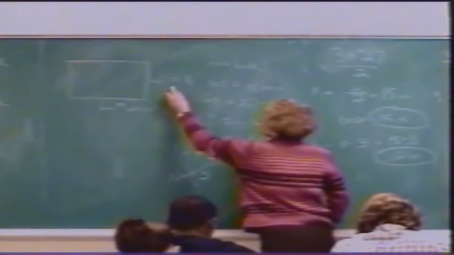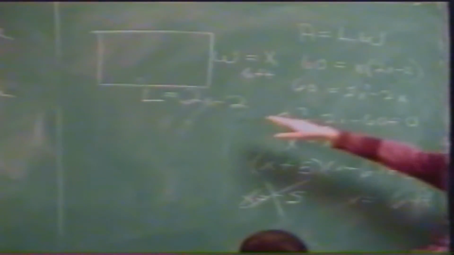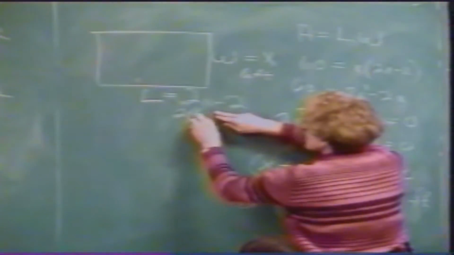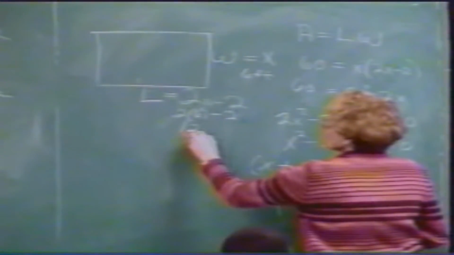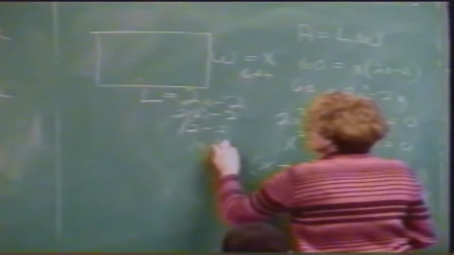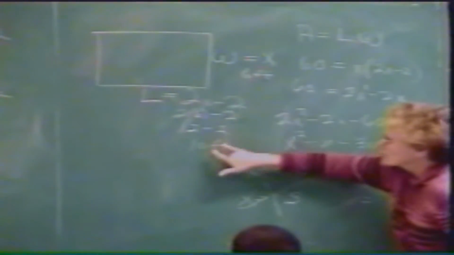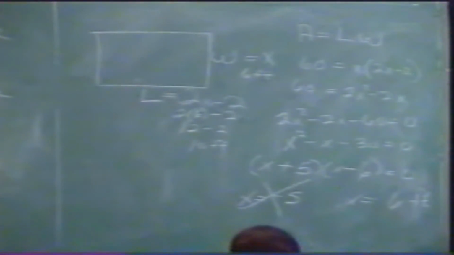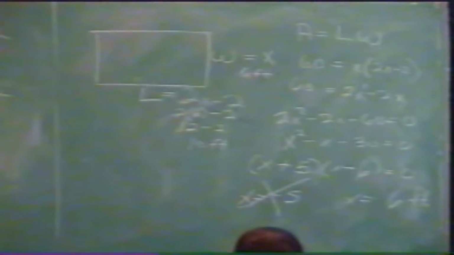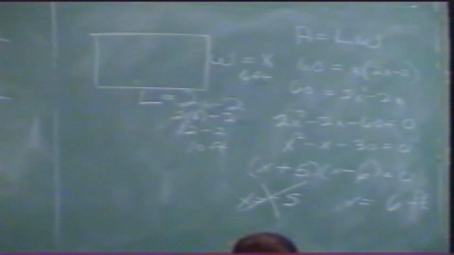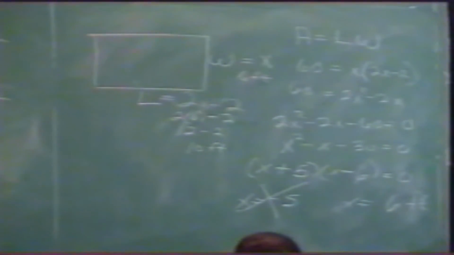So 6 feet would be our width, and what would we do to get our length? Substitute it into here, 2 times 6 minus 2, or 12 minus 2, or 10. So we'd have 6 feet and 10 feet. Notice if you multiply them together, you'd get 60 square feet for your area. Okay, so in your homework, you'll have a couple of area problems that will involve the rectangle and the triangle.